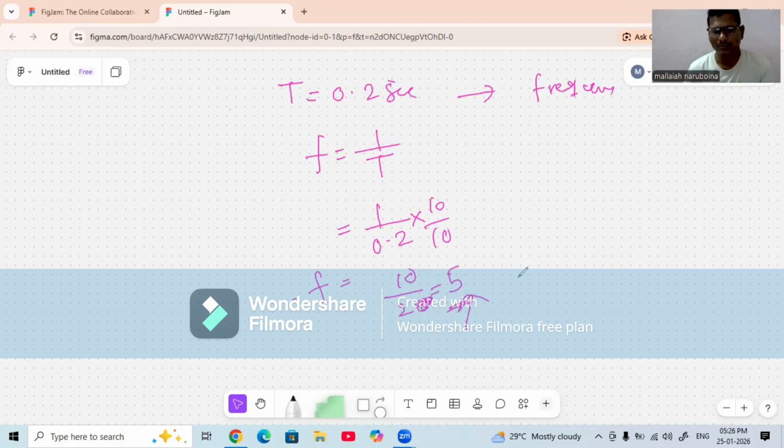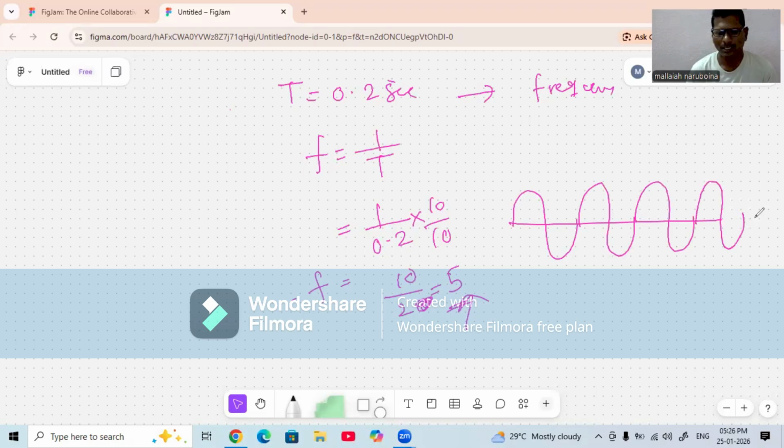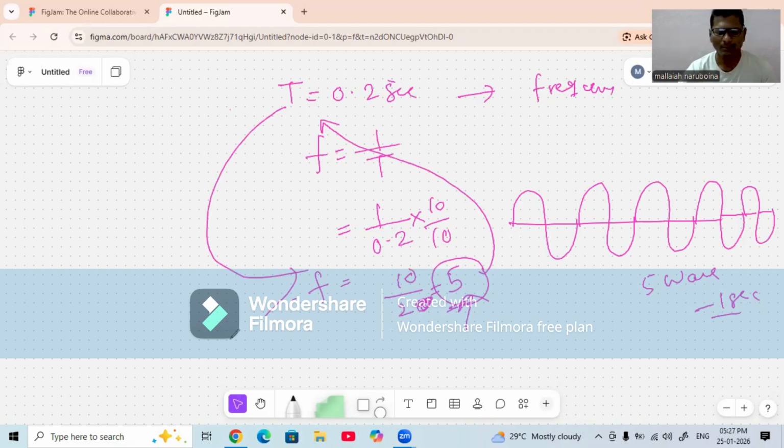Means 5 waves are produced in 1 second. 1 wave, 2 waves, 3, 4, and 5. So 5 waves are produced in 1 second. This is frequency. So if you know frequency, you can find time period. If you know time period, you can find frequency. Both are inversely proportional to each other.